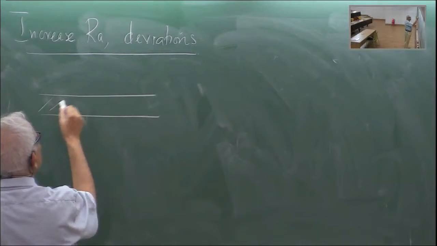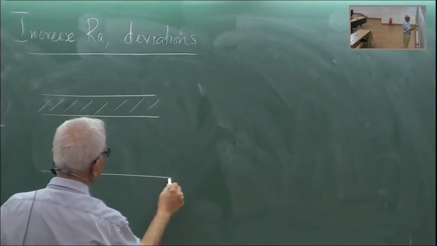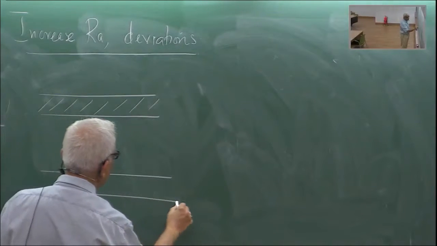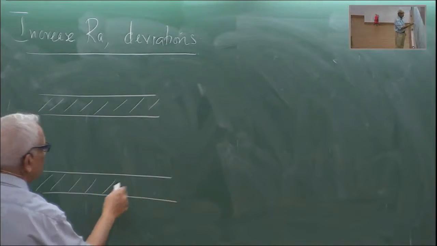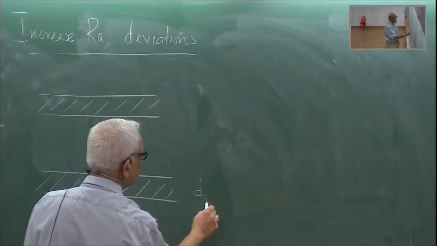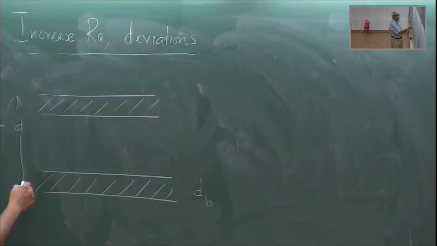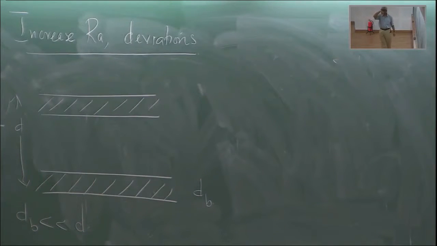To look at it carefully, first let me redraw with these things magnified so we can all have an idea of dB, and this is D, and dB is much less than D.